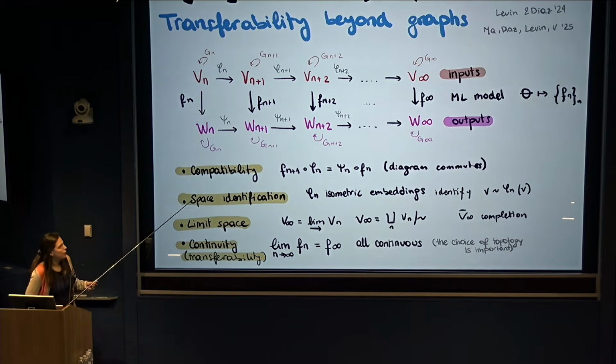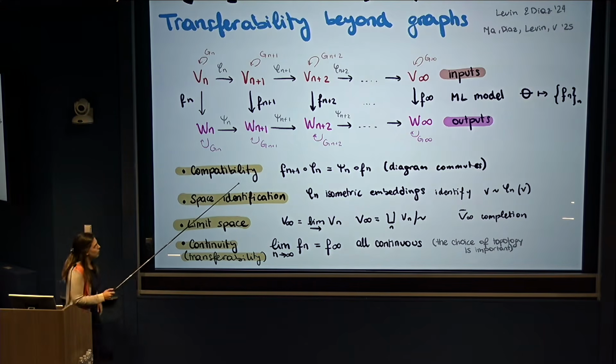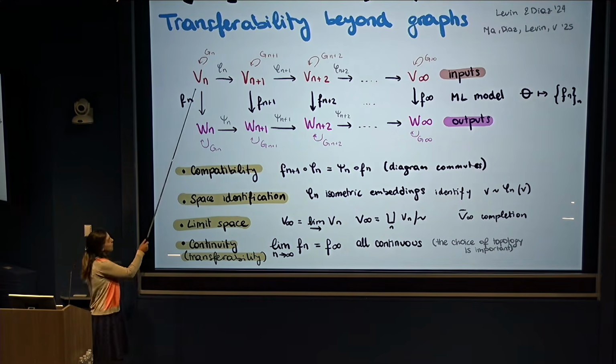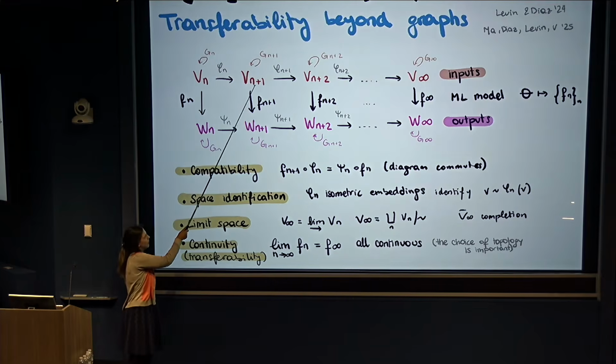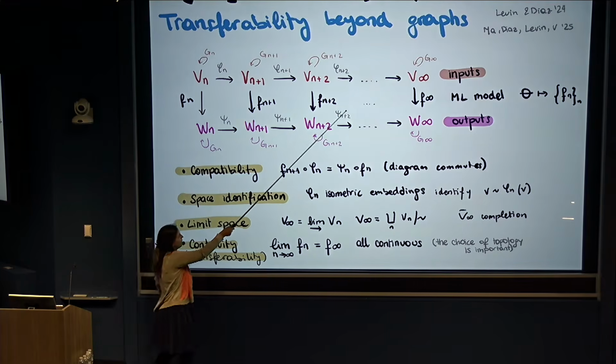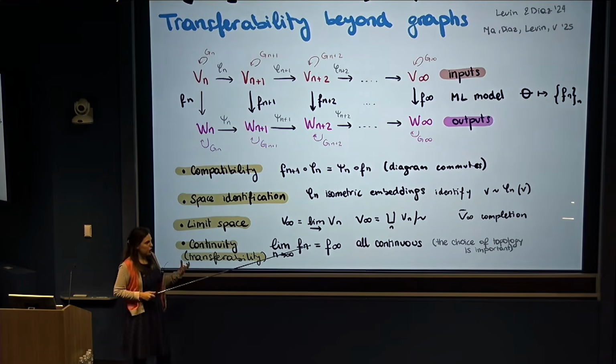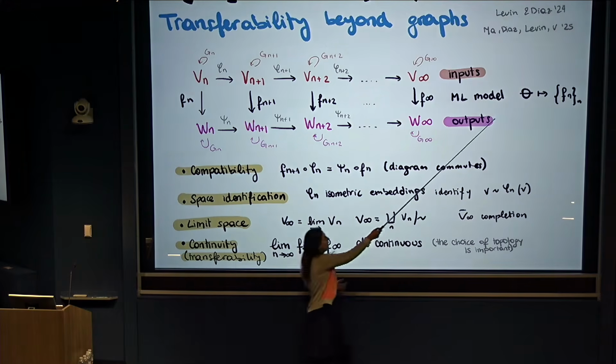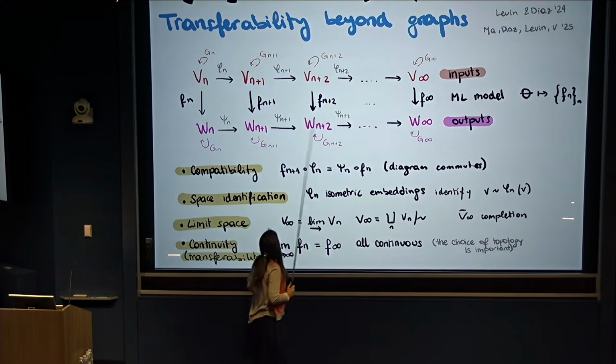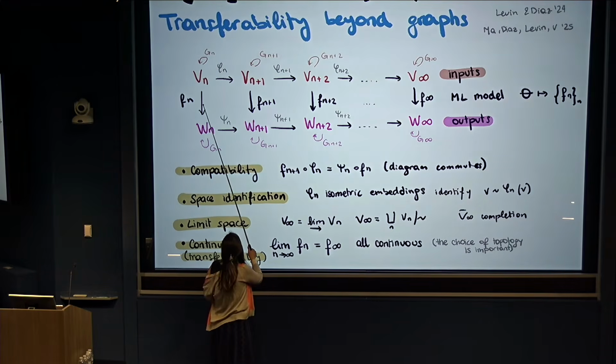So mathematically, one can formalize it in the following way. You have a sequence of input spaces, vector spaces. You can think of these as inputs of size n, inputs of size n plus 1, n plus 2, etc. And then your machine learning model has a finite set of parameters, but it defines a sequence of functions that are defined in each of these spaces.